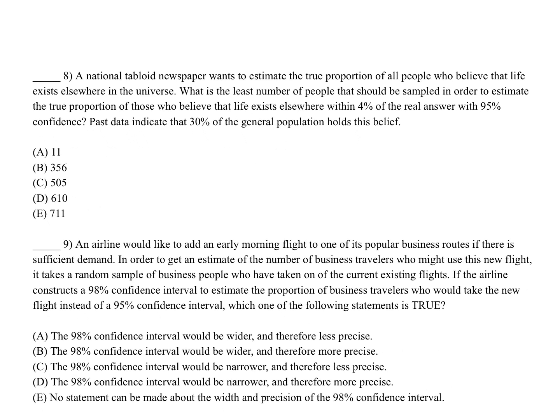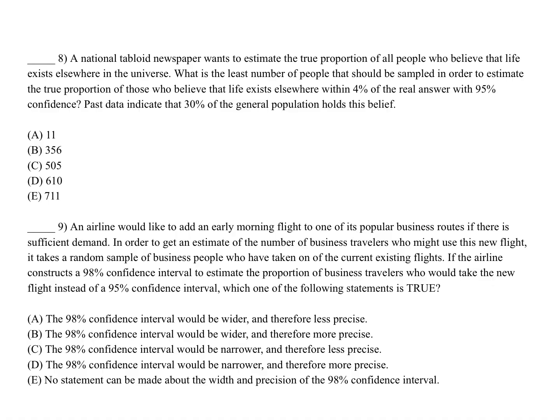So for the multiple choice practice, our first problem says a national tabloid newspaper wants to estimate the true proportion of all people who believe that life exists elsewhere in the universe. What is the least number of people that should be sampled in order to estimate the true proportion of those who believe that life exists elsewhere within 4% of the real answer with 95% confidence? Past data indicate that 30% of the general population holds this belief.